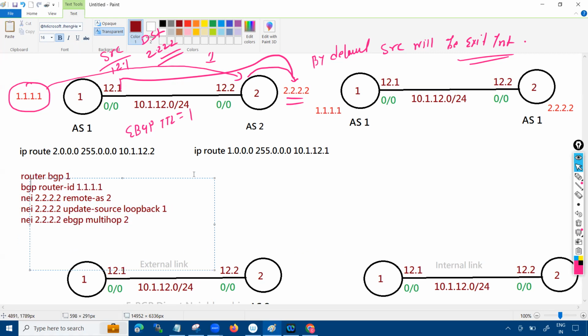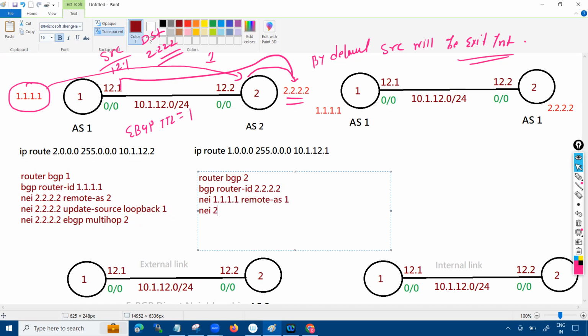And same thing on router number 2, what we have to do. Router BGP number 2, BGP router ID will be... If you don't put the 2 over there, if you just press enter over there, then what happens? By default, it will take the TTL as 255, if you don't put any value over there.